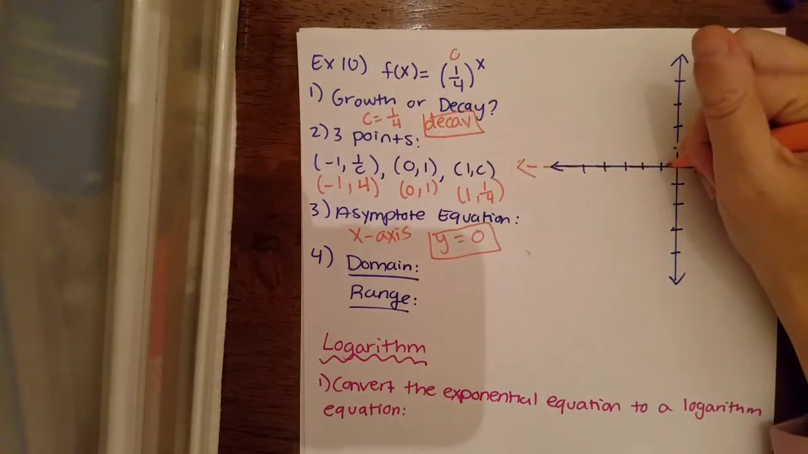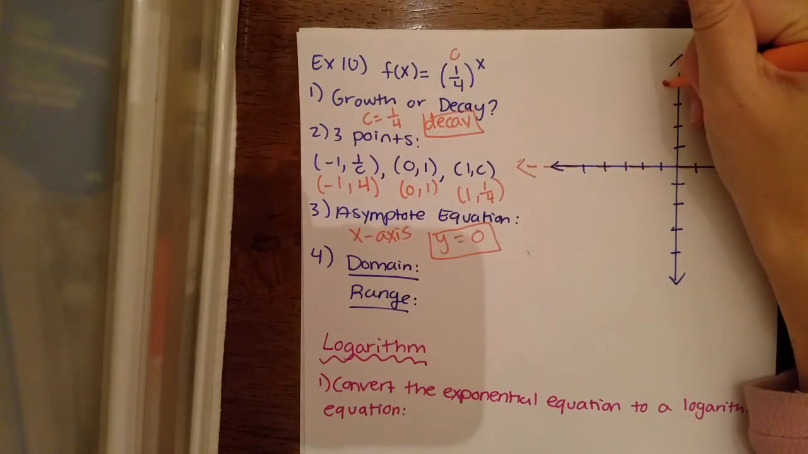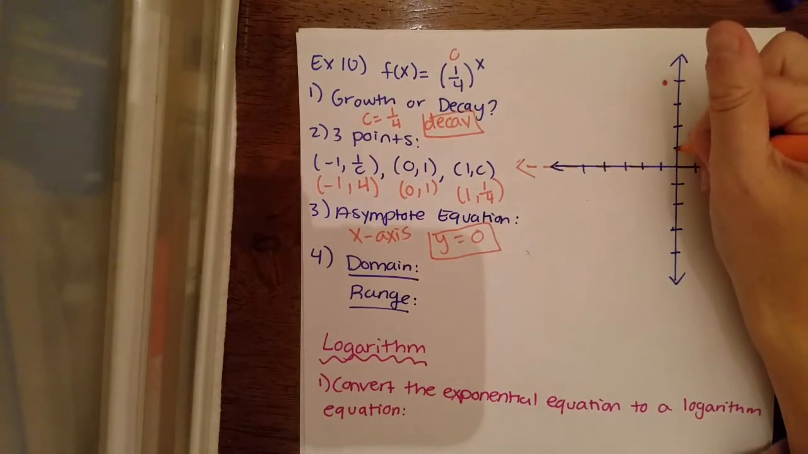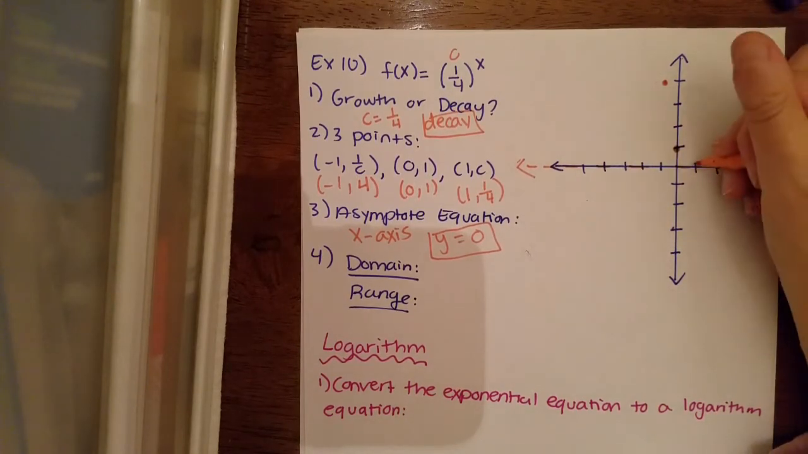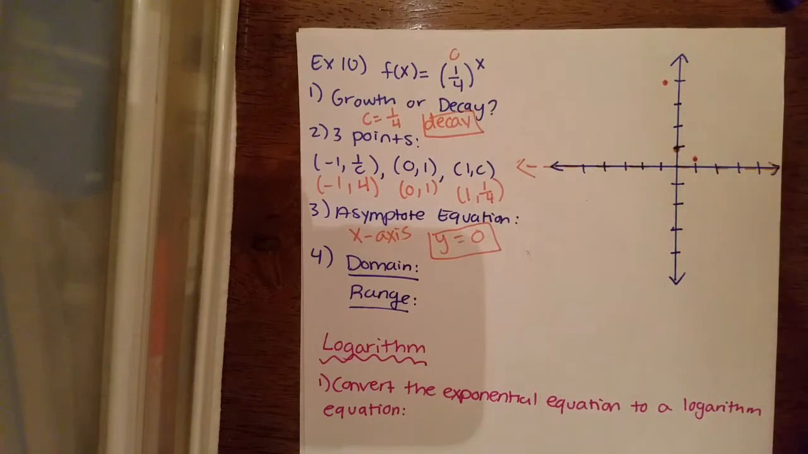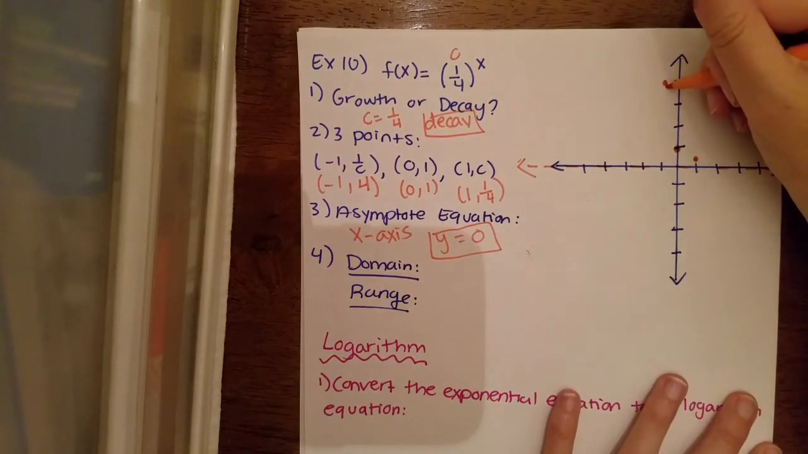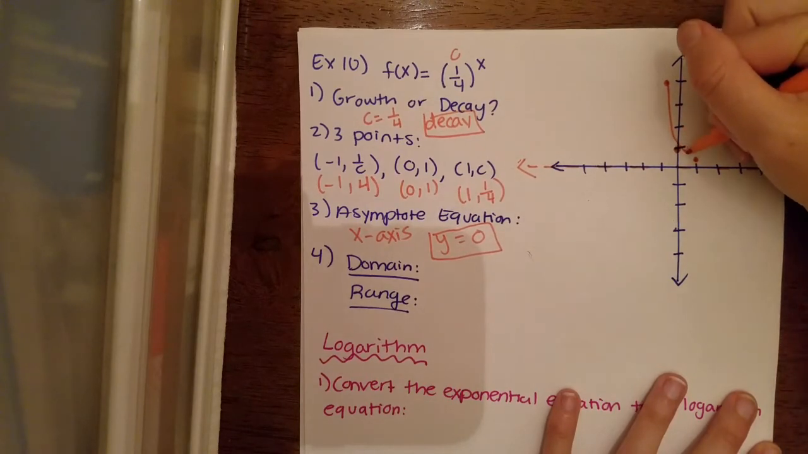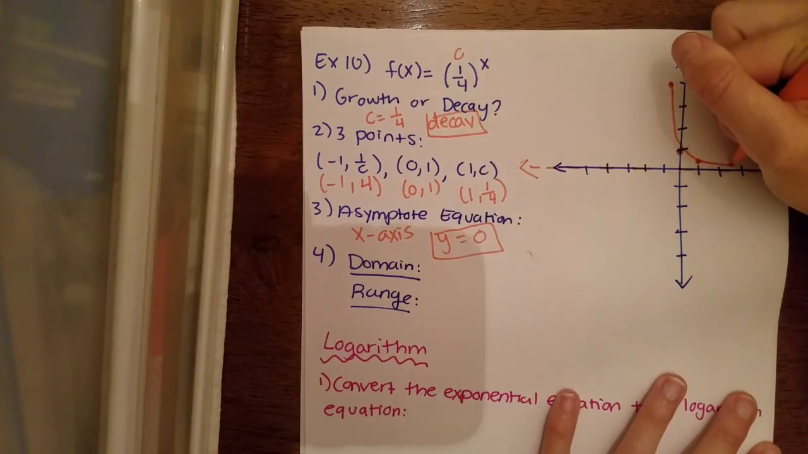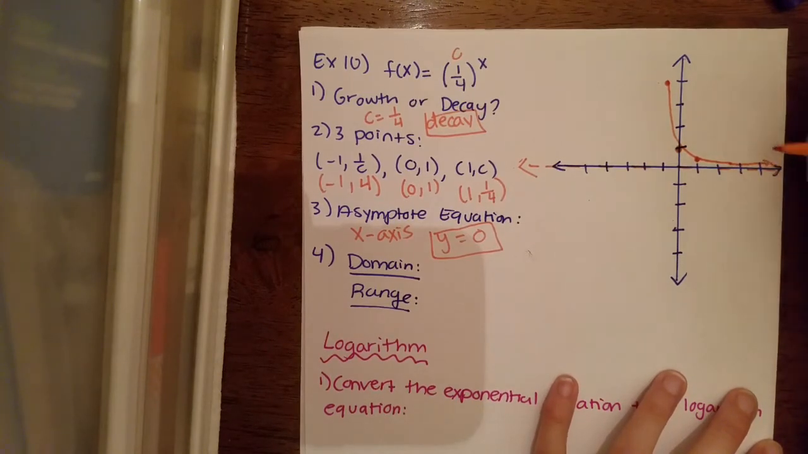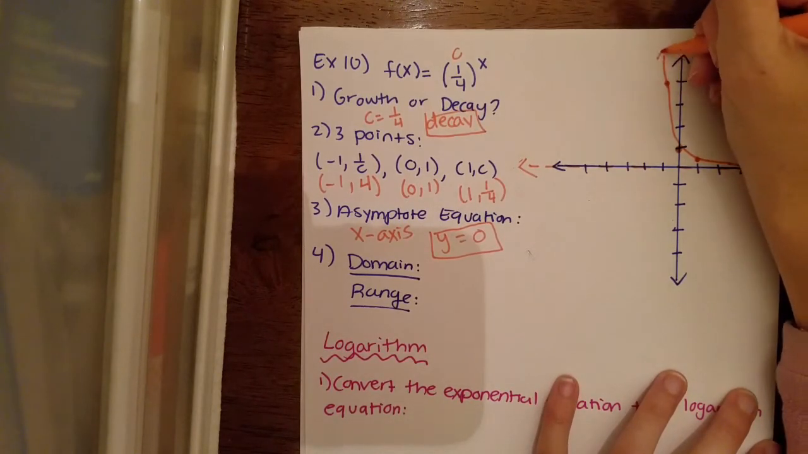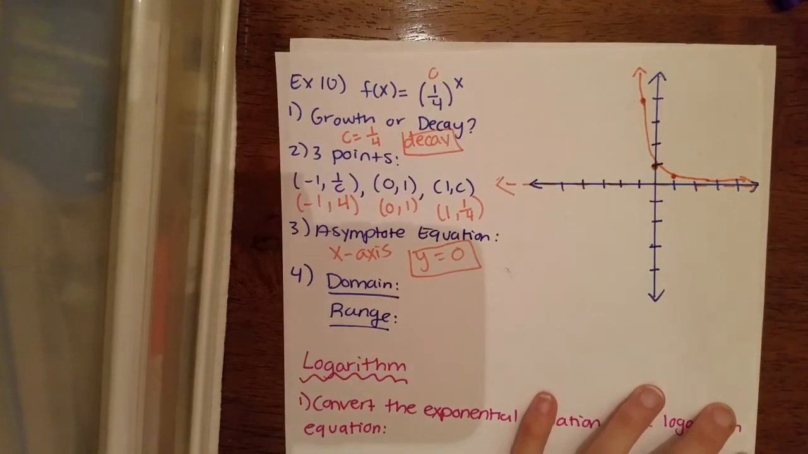So we have a point at (-1, 4), a point at (0, 1), and a point at (1, 1/4). When you plot that last one, you just approximate, just go a little bit above 0. Alright guys, when we draw this, we're going to get really close to the x-axis, but we will not touch it. And then the other side is just going to continue on. Look at that graph. It's awesome.